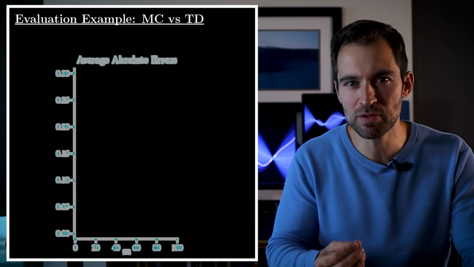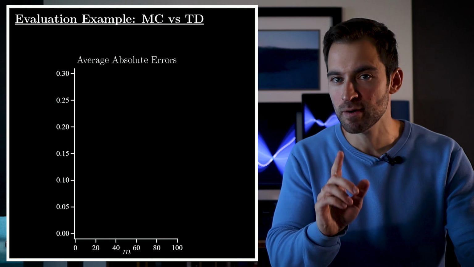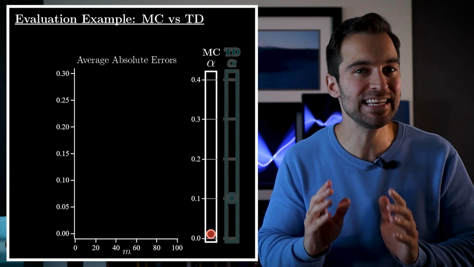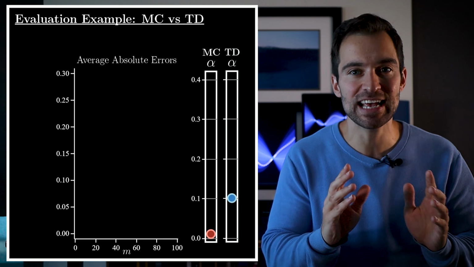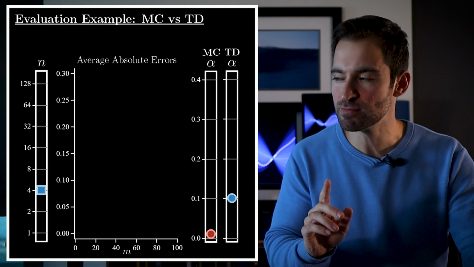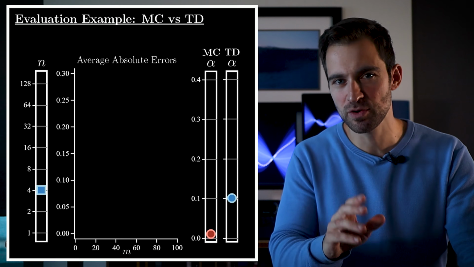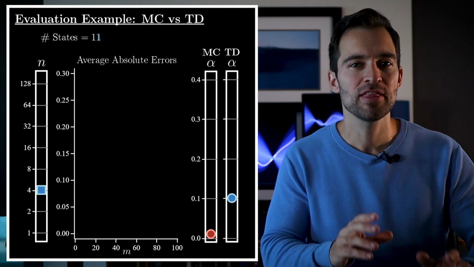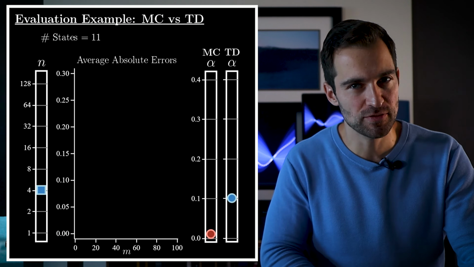I'll use the same plot of error versus episodes, but this time I'll include sliders for MC's alpha and TD's alpha and for TD's n steps. But keep in mind, n is an integer. Here I'm starting it at n equals 4. A few other changes. Instead of using 7 states, I'll use 11. This will allow us to investigate a larger range of n's.